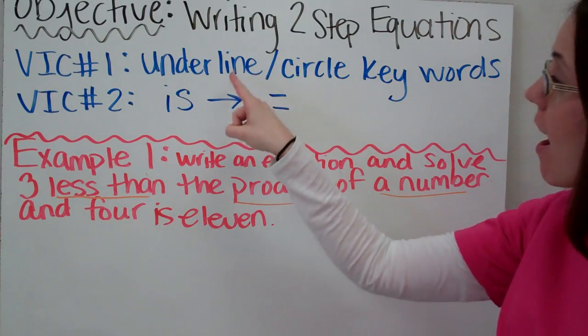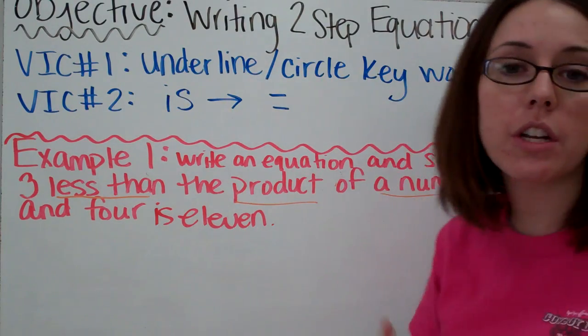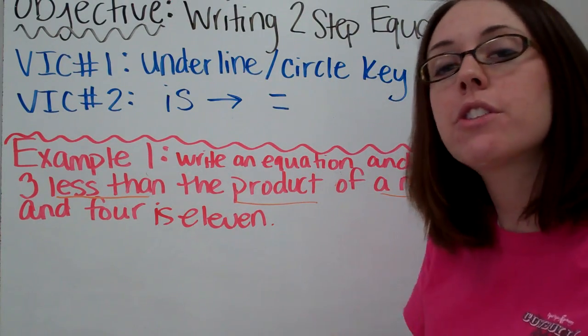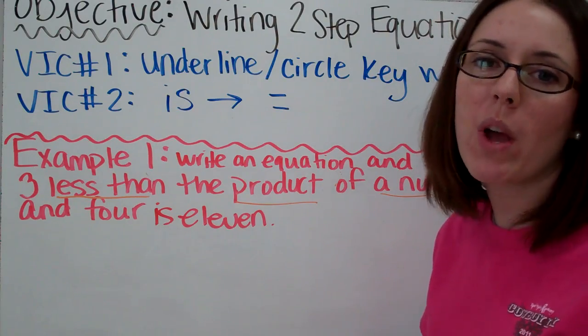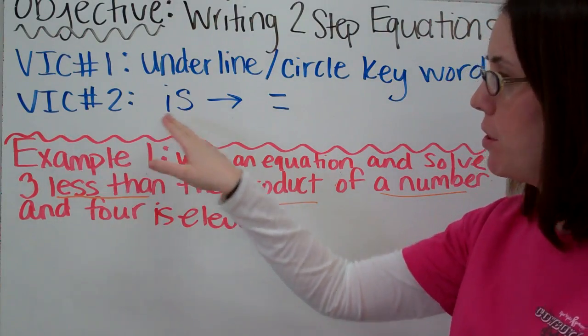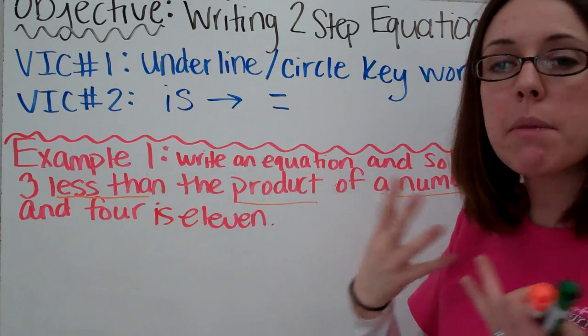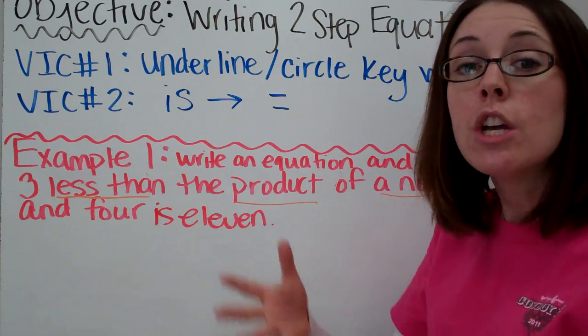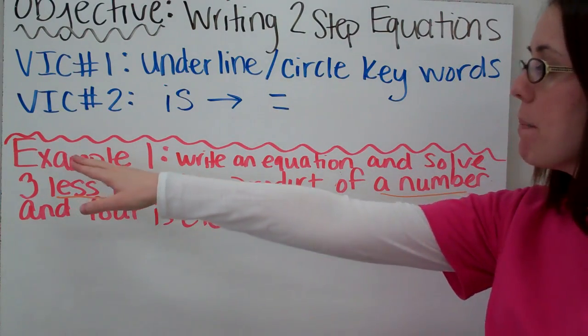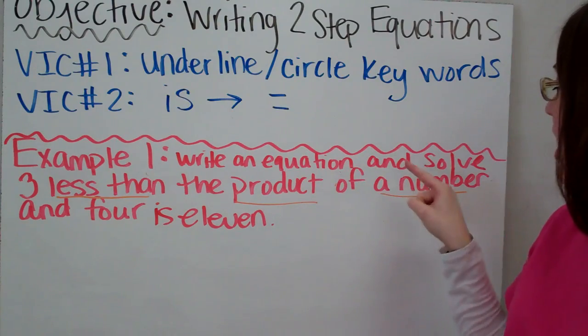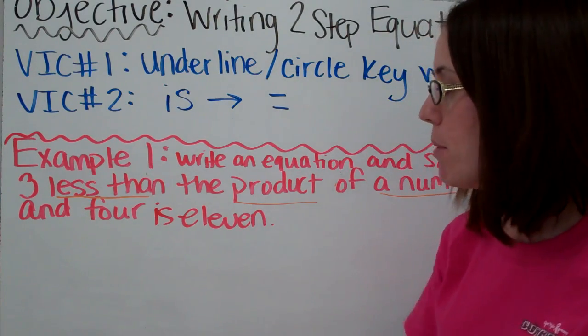Think number one, underline and circle keywords. You can use a highlighter, you can underline it, circle it, whatever, but you want to point out those keywords. Think number two, is means equals. Anytime you see the word is, you know that tells us to use an equals sign. Example one, we're going to write an equation and solve for all of our examples.